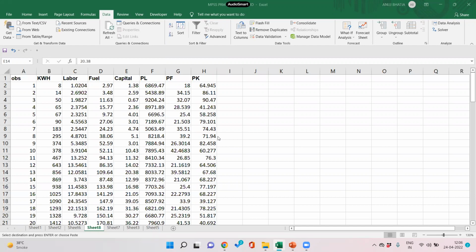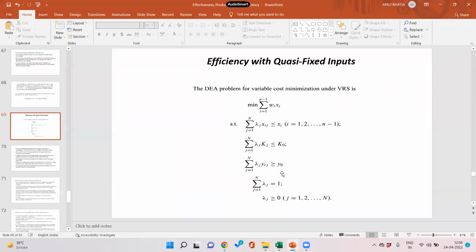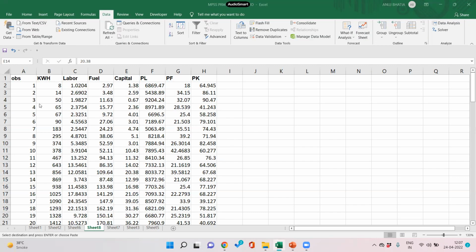And when at least one input is fixed in the short run, we use cost efficiency, or this version of data envelopment analysis with quasi-fixed inputs, where at least one input is fixed in the short run. In the long run, everything is variable, but in the short run, at least one input is fixed and one is variable.